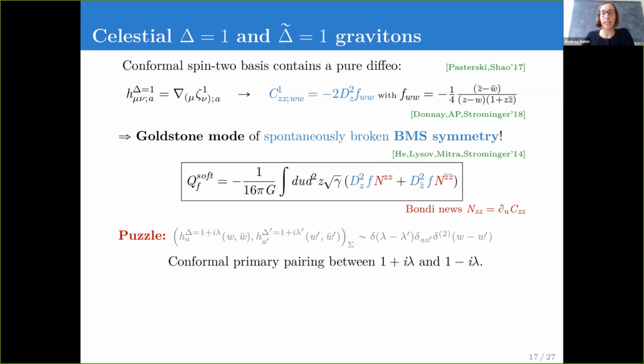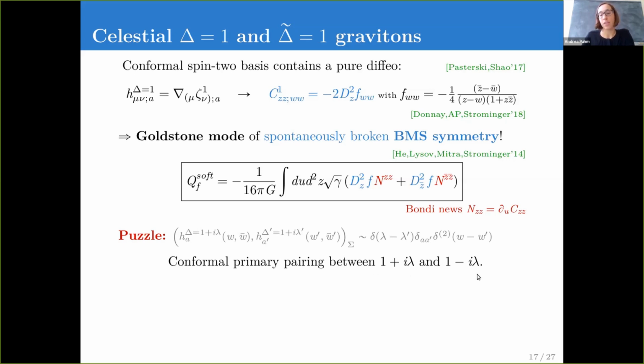Now, in this limit of delta going to 1, there is an immediate puzzle that presents itself. And this is as follows. In the conformal basis, primary wave functions are paired, and in particular, they are paired with respect to some suitable inner product. They are paired between wave functions with dimension 1 plus I lambda and 1 minus I lambda.